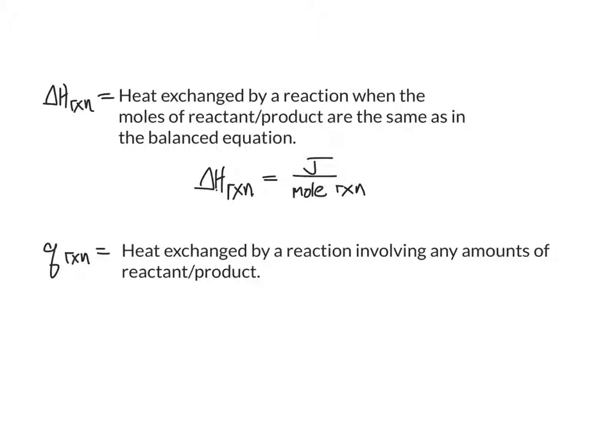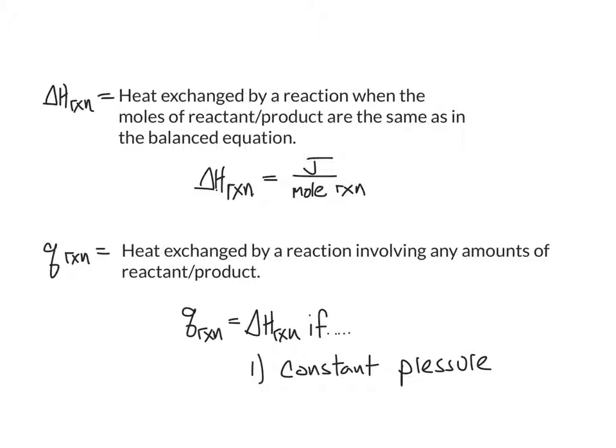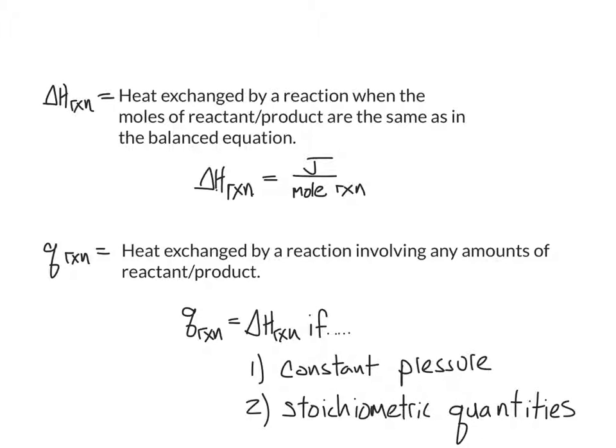Q of the reaction is equal to delta H of the reaction if two criteria are met. One, that the reaction is occurring at constant pressure. Two, that stoichiometric quantities of reactant and products are used.